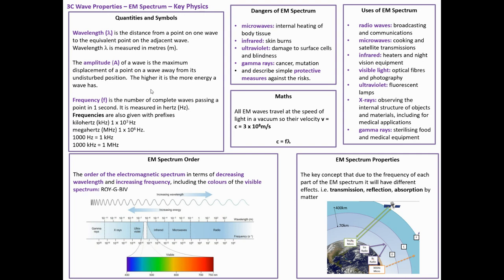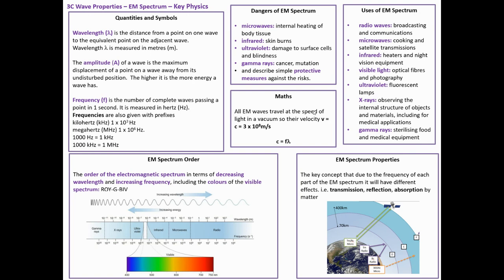We need to know about some ideas of dangers. So microwaves cause heating of body tissue, infrared burns your skin, ultraviolet damages the cell surface and can cause blindness, or also you can have some cancer. Gamma rays, mainly cancer and mutation. Describe simple protective measures against the risk, that kind of thing. We've got maths in here.